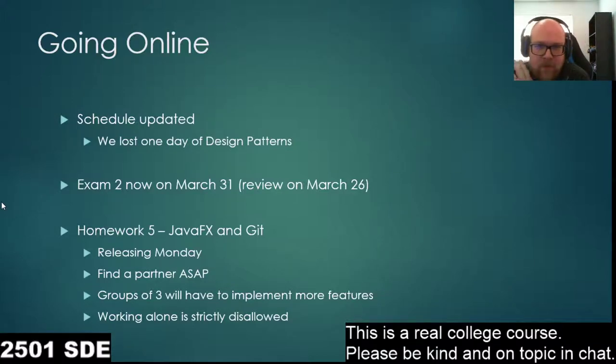Homework 5 will be released Monday of next week, so it'll be released before we finish our unit on JavaFX. Start looking for a partner now. You can use Piazza to help look for partners, or any discussion at all. Certainly, if you made friends in the class, you're welcome to use them. It is a single partner that you should have, so groups of two. I will allow groups of three, but they will have more requirements for the assignment.